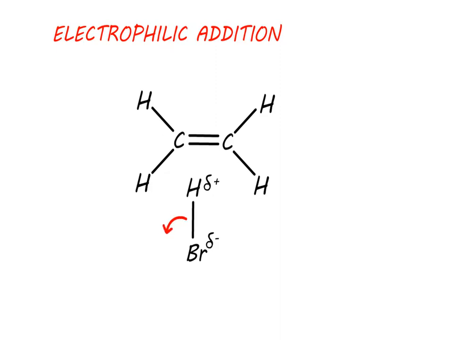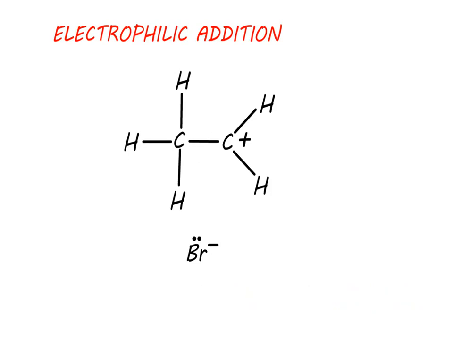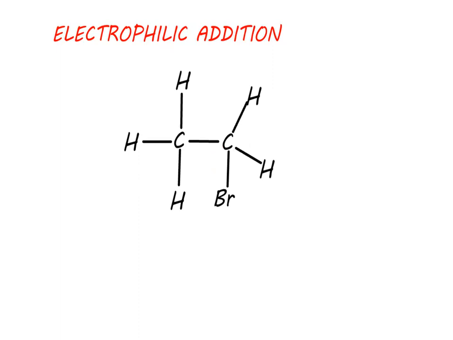The hydrogen to bromide bond breaks and the new bond forms from the carbon to the hydrogen, creating a negatively charged bromide ion and a positively charged carbocation as short-lived intermediates. The negatively charged bromide ion can then form a covalent bond with the carbocation to form the product bromoethane.